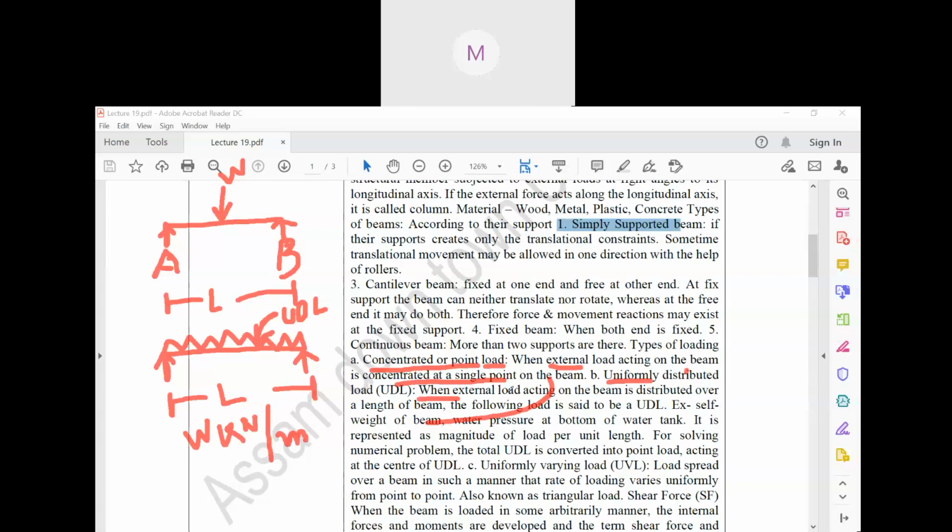That means when the external load acting on the beam is distributed over a length of the beam, the load is said to be UDL. Now look, what is an example of UDL? Suppose there is a water tank above a beam. The load that is acting, it is uniformly acting on the beam, right? So that is known as uniformly distributed load. The load of UDL is acting per meter length. Okay, so now I'll show you certain pictures, then you will understand it more clearly.